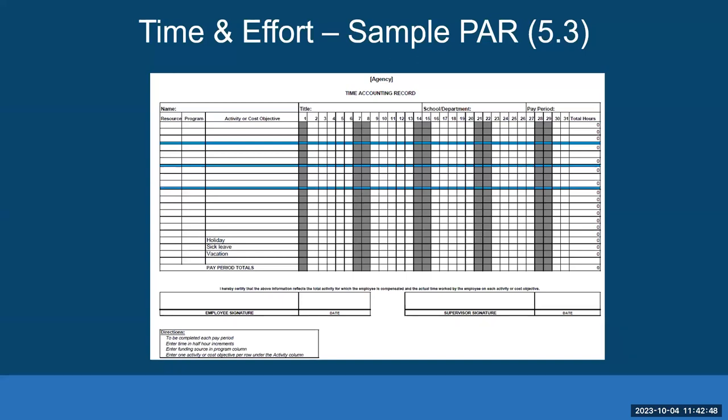Again, these are just samples, but if you use any other form or certification, make sure to include the elements on these forms. And again, employee training is very important because often we see the certifications but they are not completed correctly. Sometimes on the activity, they just listed adult education, which is not very helpful because we don't know what they did on adult education. Sometimes it has just the resource code and not the activity. But again, with the resource code, we don't know what the activity was.